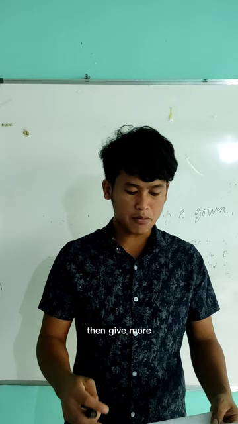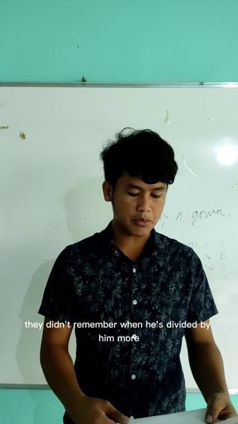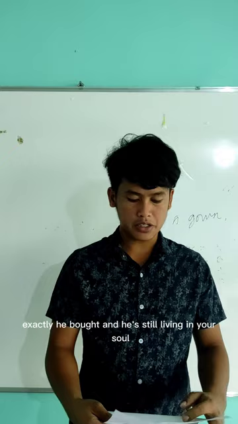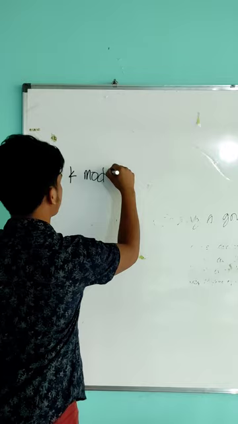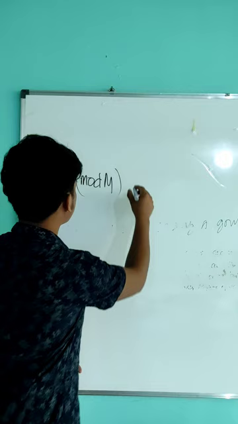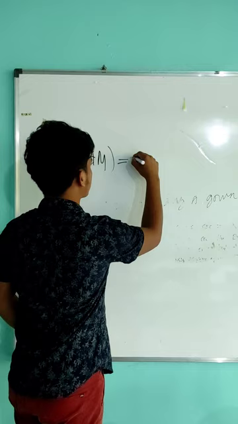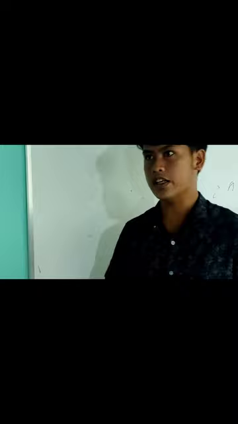Then k mod m will denote the integer remainder when k is divided by m. More exactly, k mod m is the unique integer remainder r. So in modular arithmetic, the remainder is always positive.